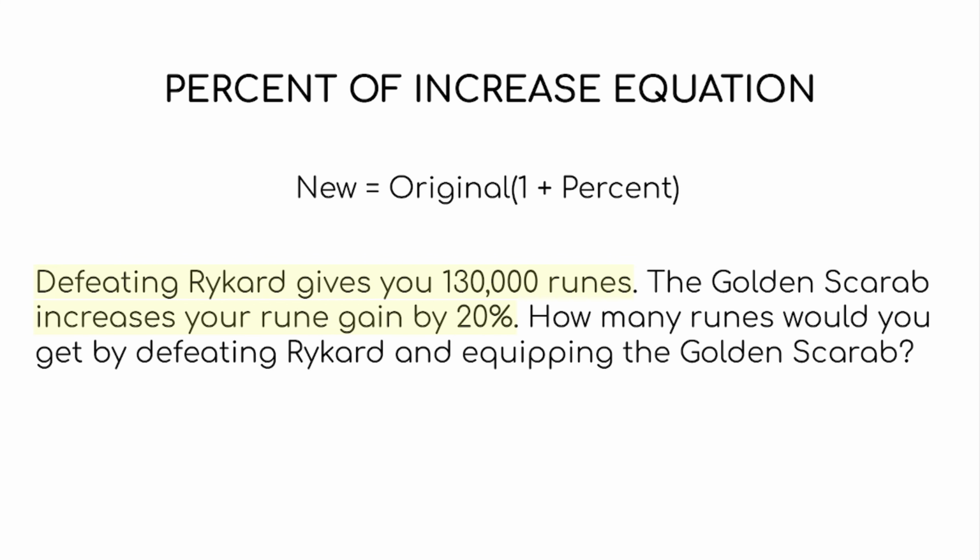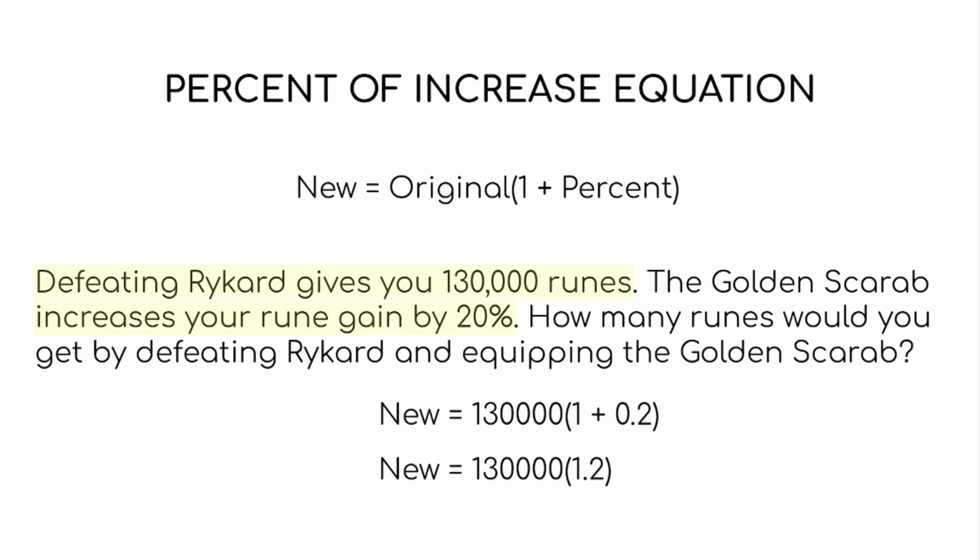If we go ahead and plug that into our equation, new equals original times 1 plus percent, we get that new is equal to 130,000 times 1 plus 20%. If we go ahead and convert that 20% into a decimal, we get that it's going to be 0.2. 1 plus 0.2 is 1.2, so our equation will look like new equals 130,000 times 1.2. And 130,000 times 1.2 is 156,000, so you would get 156,000 runes.